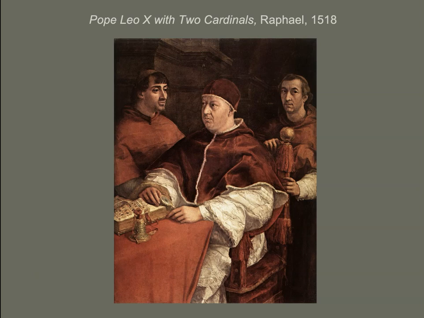So moving on to Raphael, this is Pope Leo X with two cardinals from 1518. So he was a contemporary of Michelangelo, but actually a little bit younger than both Michelangelo and Da Vinci. In this work, we can see a portrait of Pope Leo X with two cardinals, and he's seated before a manuscript. You can see that he's got a little magnifying glass in his hand.